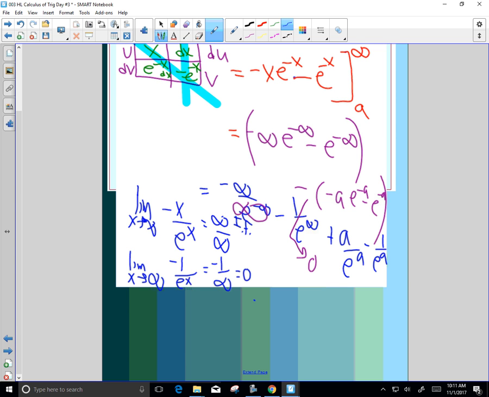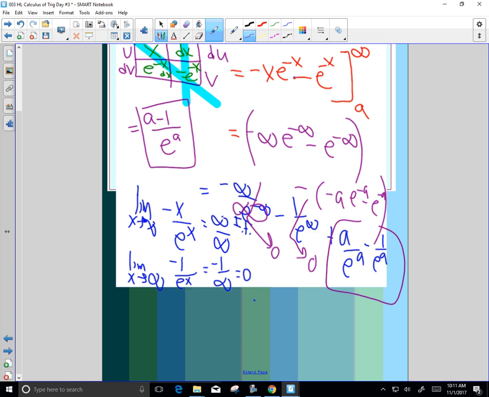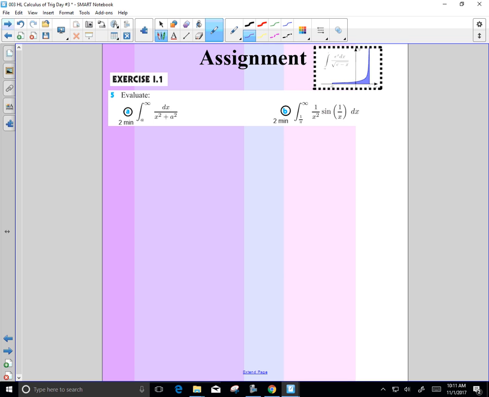No, not for L'Hopital's. L'Hopital's is a separate technique. I'm glad you brought that up. So this actually goes to 0 as well. So my final answer for my area is going to be a minus 1 over e to the a. And a could have been 7. It could have been 1. But that's your final area. A minus 1 over e to the a. What do you think? So it's just a little twist on what we've been doing. You might have to use L'Hopital's in there.